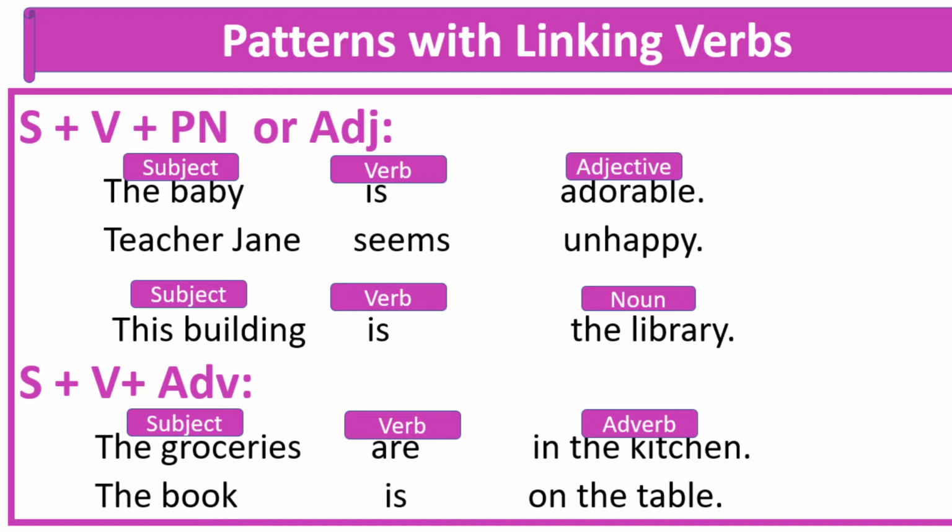Next example, the book is on the table. So the book is the subject in the sentence, and is the verb, which is a linking verb, and then on the table is the adverb. So those are the two patterns under linking verbs. So may I just have a recap? S plus V plus PN or adjective, and S plus V plus adverb. So these are the two patterns under this one.